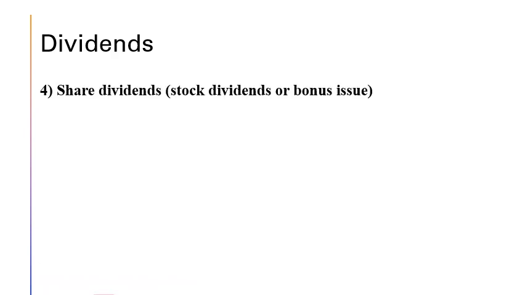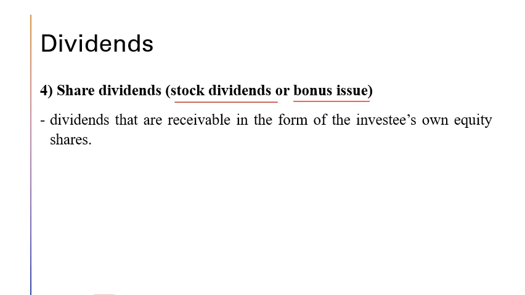So the fourth form of dividend that a shareholder can receive could be share dividends, or it could also be called as stock dividend or a bonus issue. So these dividends are in the form of the investee's own equity shares. So let's go back to the previous examples. If you can recall, we have an illustration wherein the company is distributing shares in another company. But in this case, the share dividends, what the company is distributing to its shareholders are its own shares.